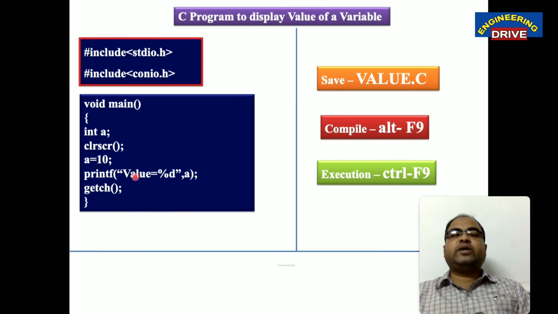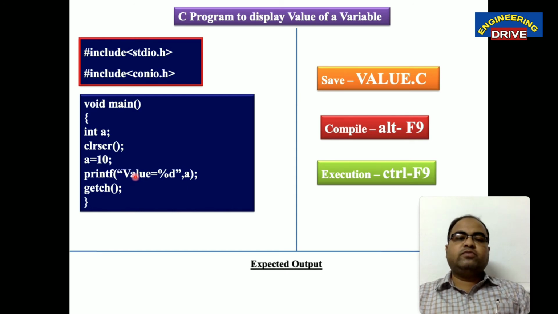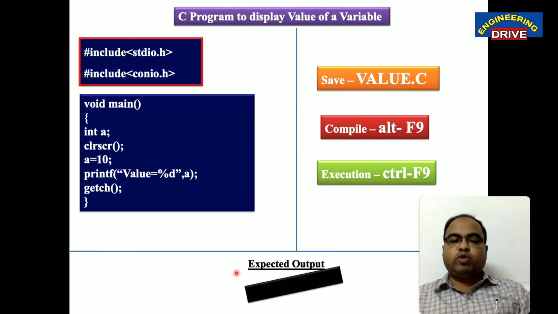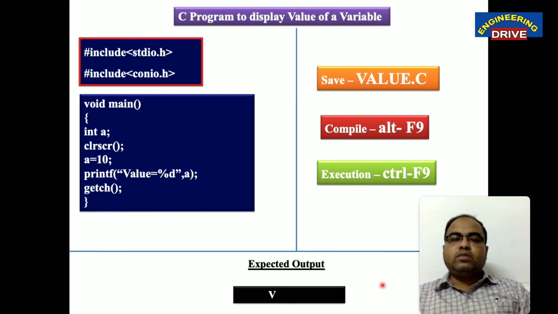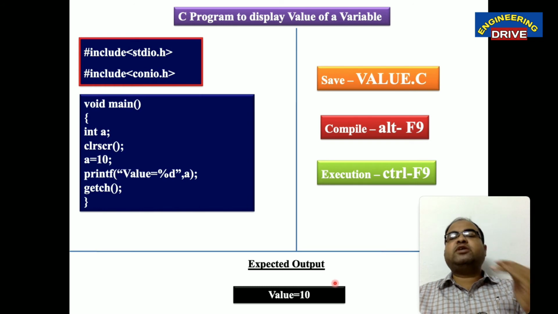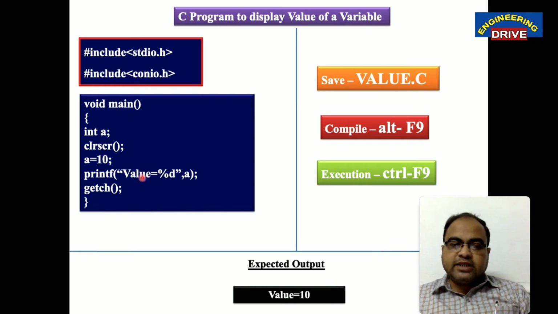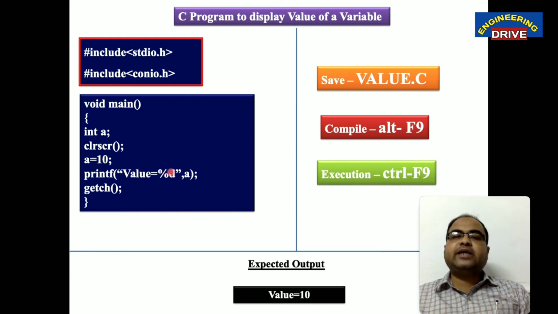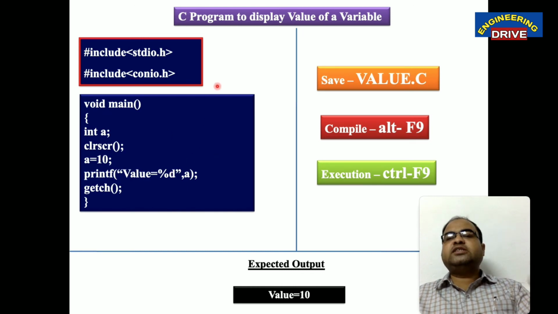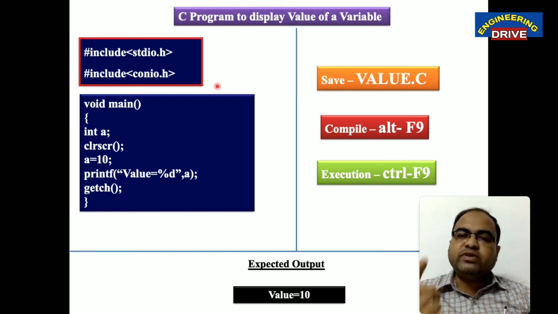So what is the expected output I will get in the example I have shown here? The expected output will be value is equal to 10, because the value I have given to the variable is 10. Suppose I want the output a is equal to 10, what do I need to do? Change the printf: write simply a is equal to %d, then you will get a is equal to 10 as the output. So this C program is nothing but displaying the value of a single variable.